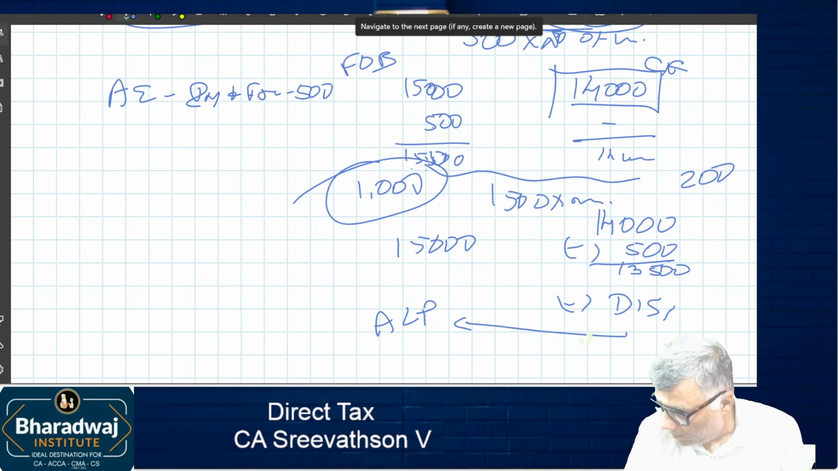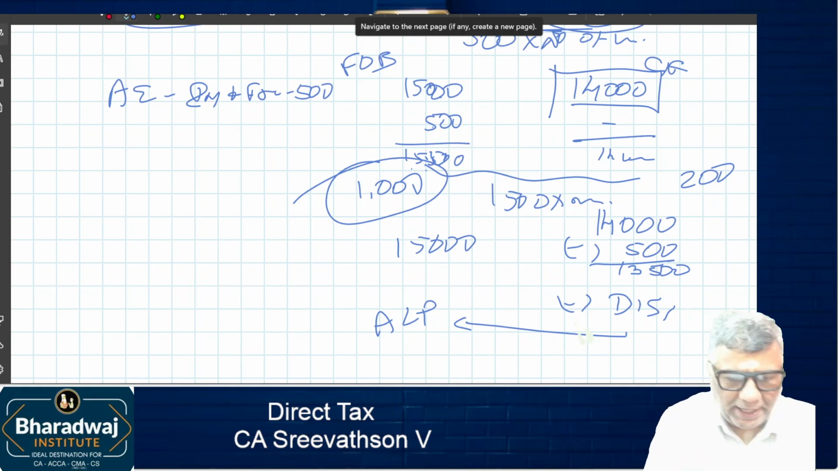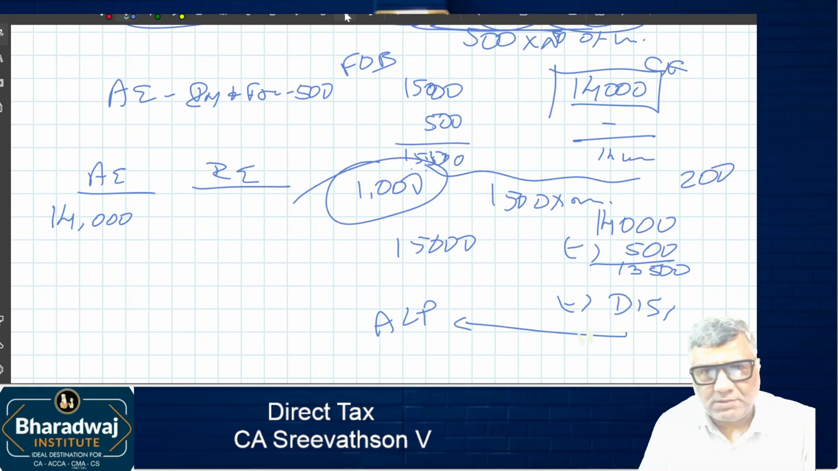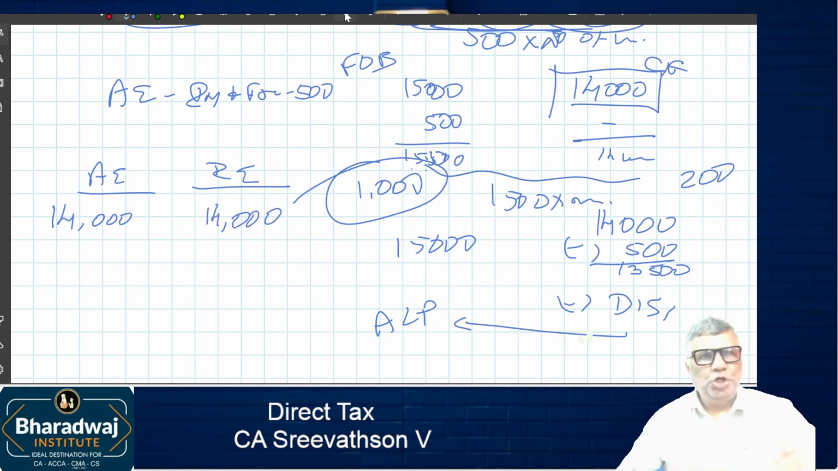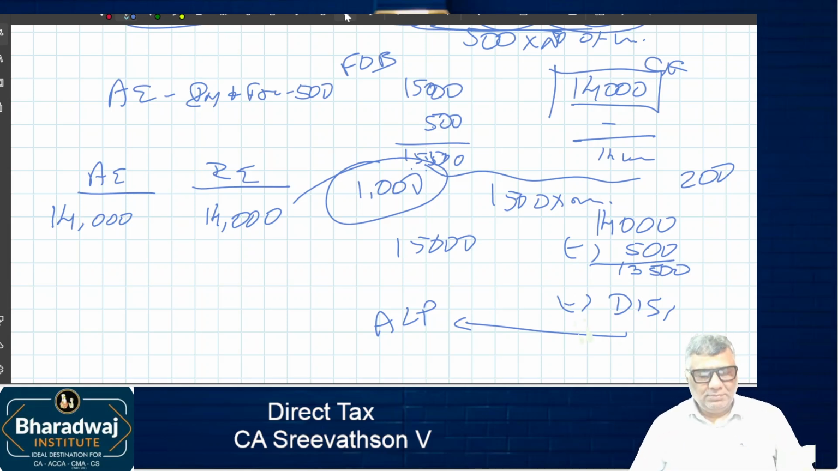Can you repeat that point again, sir? Which one? That is the discount point of view. Yes, I can explain. Let us take my associated enterprise and independent party. I have purchased from my associate enterprise for 14,000 rupees. I have purchased from the independent party for 14,000 rupees. No other adjustment.